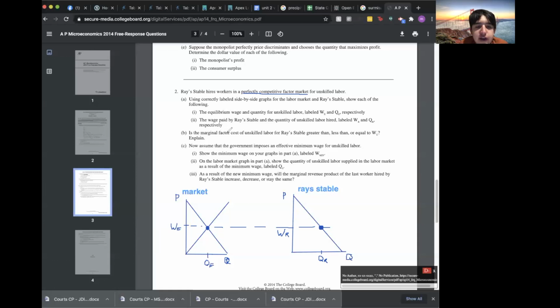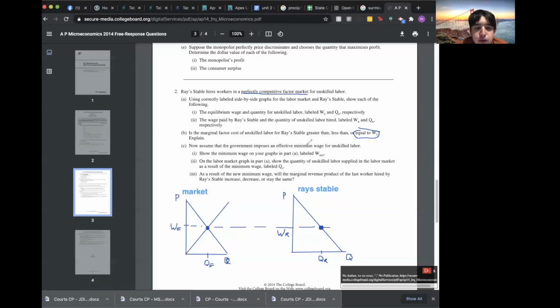Is the marginal factor cost of unskilled labor for Ray's stable greater than, less than, or equal to WE? So this is essentially what we just went over. Because it is a perfectly competitive factor market, that means that the marginal factor cost, or the amount that he has to pay, the price, is going to be the exact same for the market and Ray's stable. So that means that it is equal to WE. So let's move on to letter C.